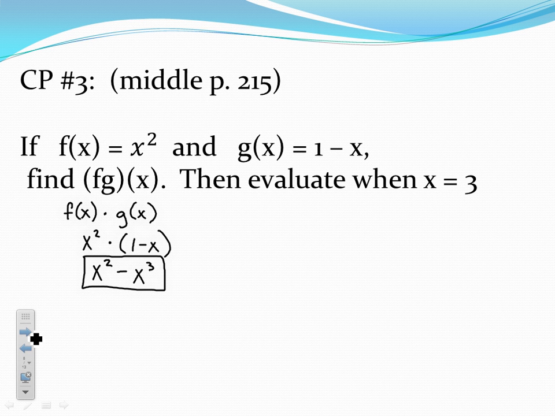If we evaluate this for x is equal to 3, we then get 3 squared minus 3 cubed, which is 9 minus 27, or negative 18.